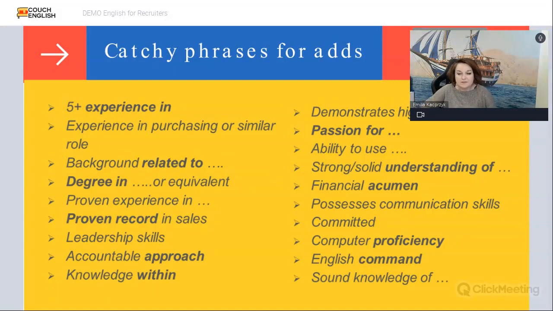And some other phrases that are going to be quite attractive for the purpose of job advertisements. I can say that I'm looking for somebody who has experience in purchasing or a similar role, or somebody who has a background related to something. I can say related to, I can say connected with, the same meaning. Related to sounds a bit better for the purpose of advertisement. And generally, the word background is very popular in recruitment. So if I ask the candidate, can you share a bit about your professional background, then probably it will be the same question as, can you tell me something about yourself? So can you share something about your professional background?